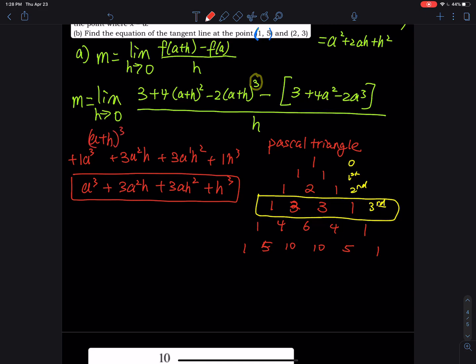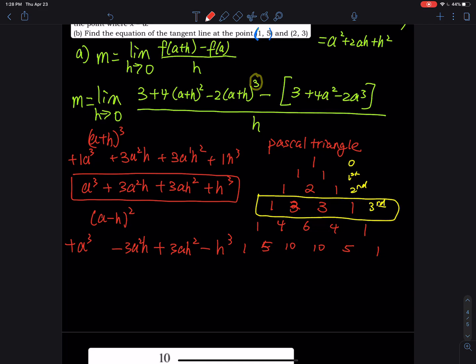I know you want me to do what if I have an a minus h. If you have an a minus h, you alternate the signs: plus, minus, plus, minus. So you have a to the 3rd minus 3a squared h plus 3ah squared minus h to the 3rd. So that's how you take care of the plus and the minus situation.